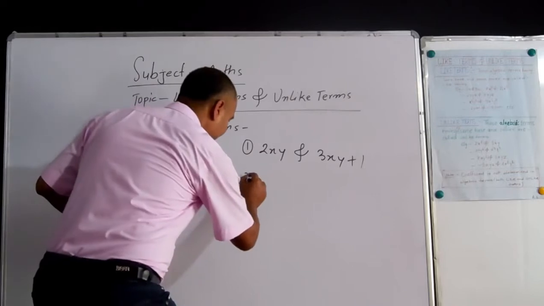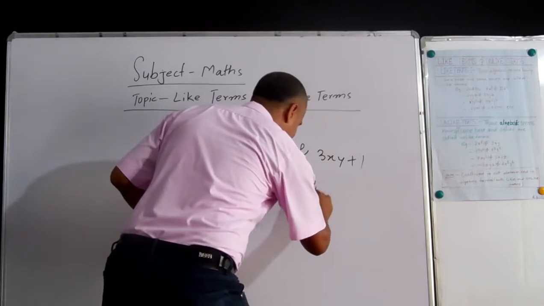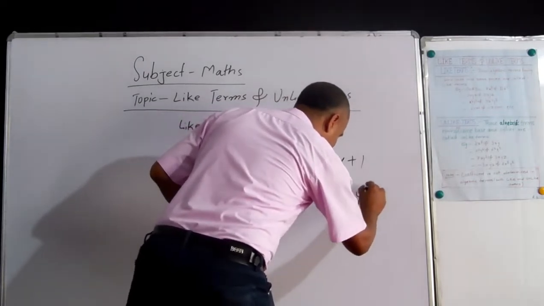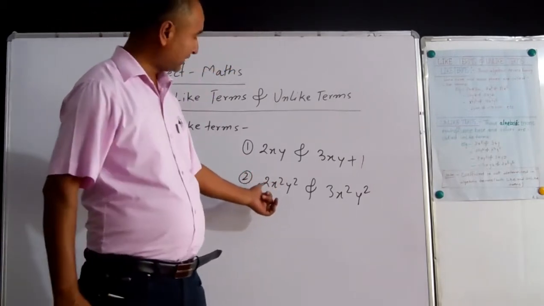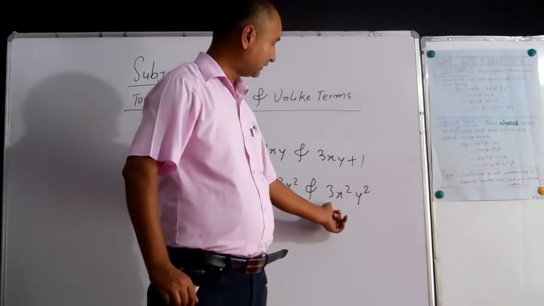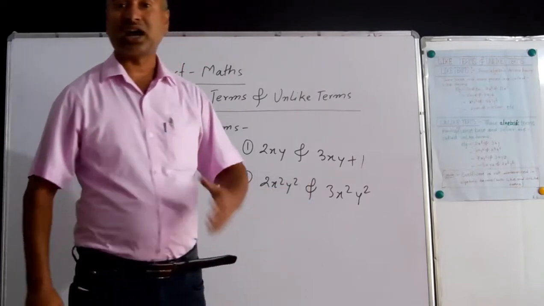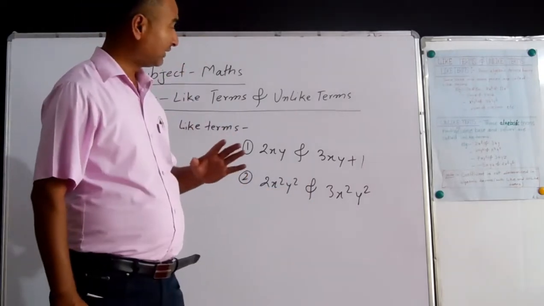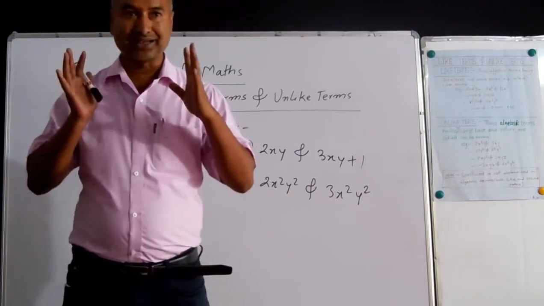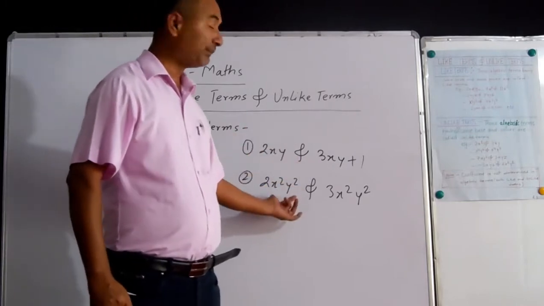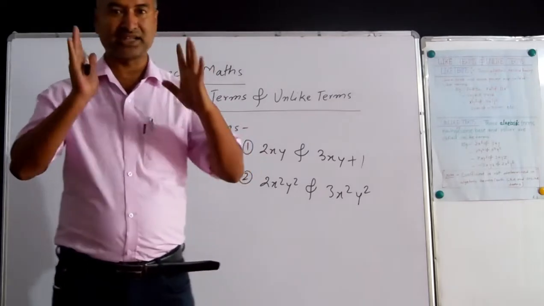Please focus on the second example, 2x square y square and 3x square y square. Now, there are two terms. The first one is 2x square y square and the other is 3x square y square. That means the variable and power are the same. So, dear students, those terms are like terms, having power and base equal. That means power and base are the same.